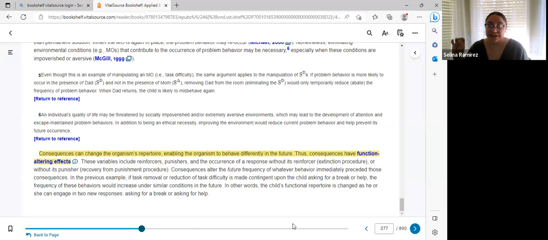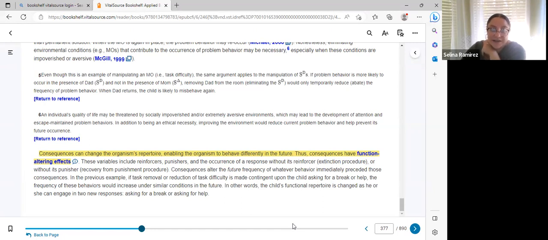What are some function-altering effects? Those are going to be your reinforcers and your punishers. So these variables include reinforcers, punishers, and the occurrence of a response without its reinforcer, so extinction, or without its punisher, recovery from punishment procedures. Consequences alter the future frequency of whatever behavior immediately precedes those consequences.